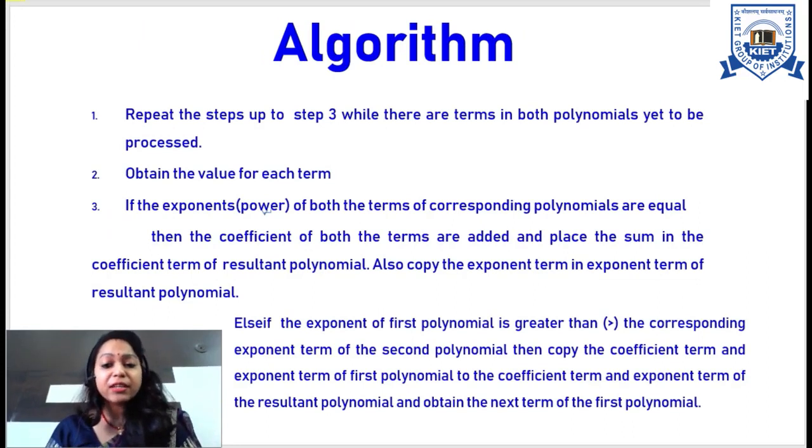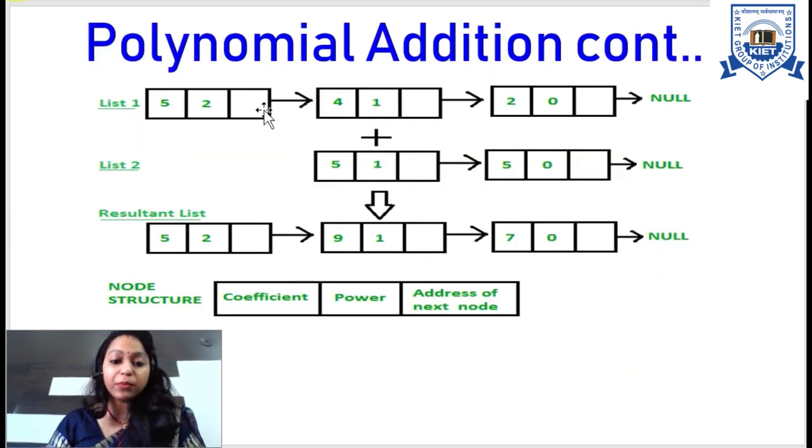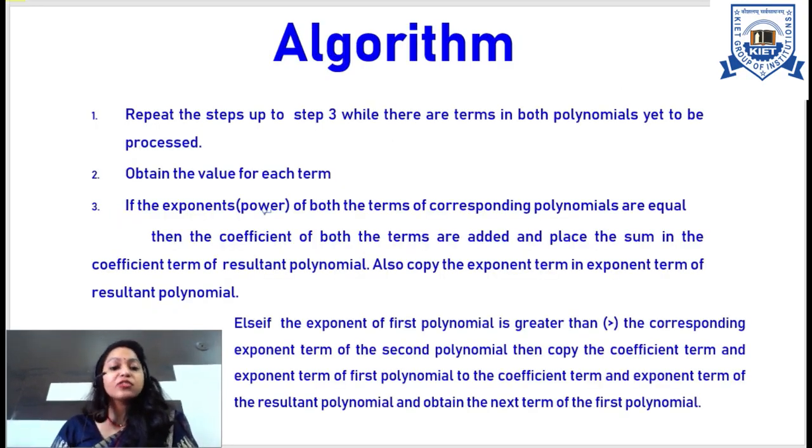We will be repeating step 3 while there are terms in both the polynomials that are to be processed. If there are terms in both the polynomials, then we will be performing certain steps. Those steps are, first, obtain the value for each term. For each term means the first term of the first polynomial equation and the first term of the second polynomial equation. We have obtained the values for both the terms. Now what we were doing in the next step, we were comparing the exponent values of both the terms of the polynomial equations. So we are doing the same.